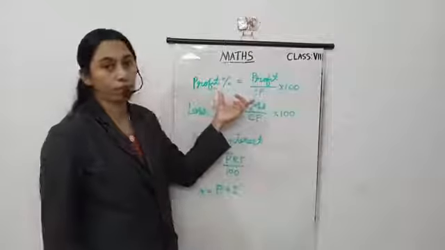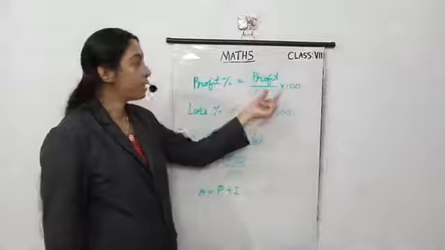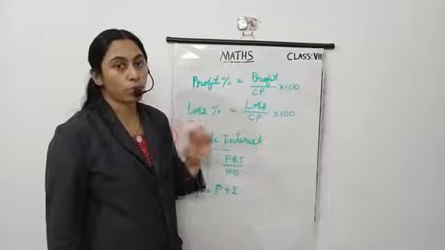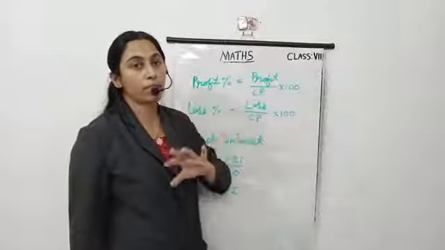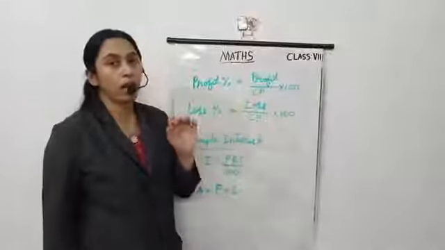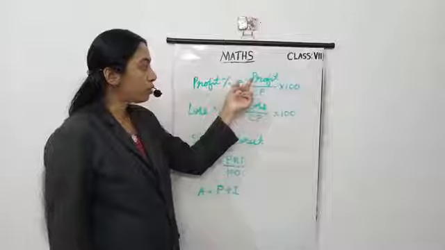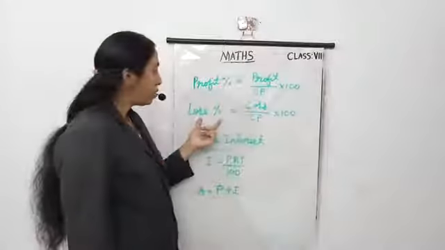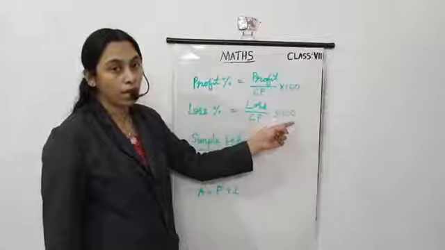One equation for that: profit percent equals profit by cost price into 100. Always the base is cost price or original price. Because the variation comes in the cost price or original price, the base of this calculation is always the cost price. So profit percentage equals profit by CP into 100, and loss percentage equals loss by CP into 100.